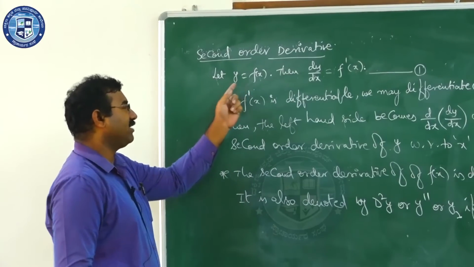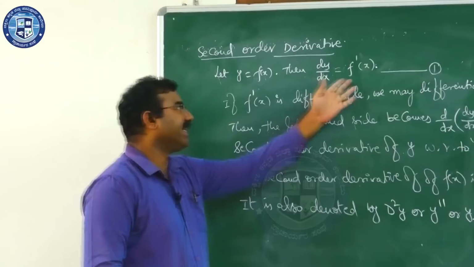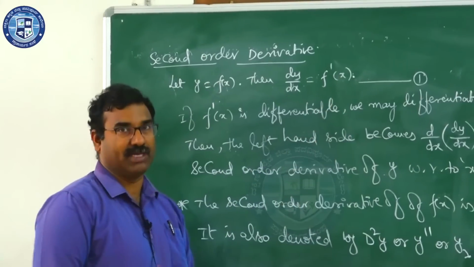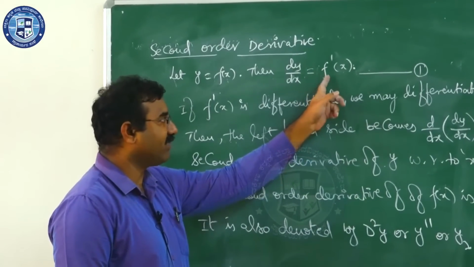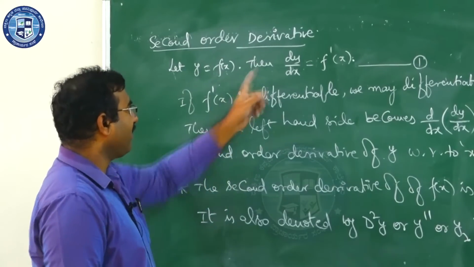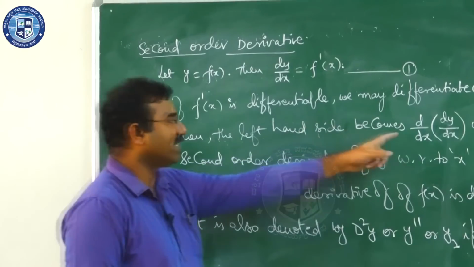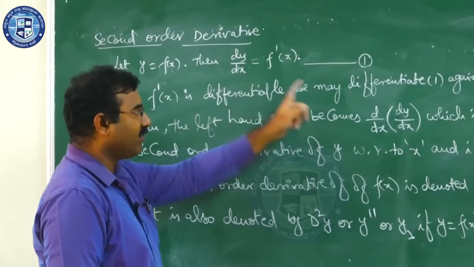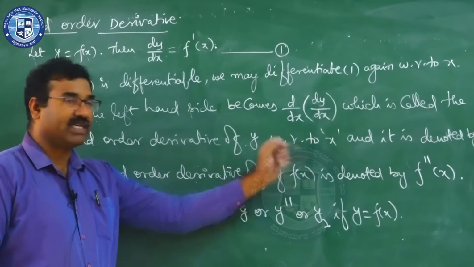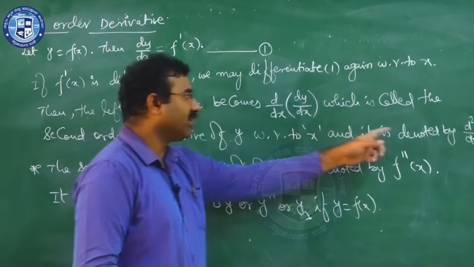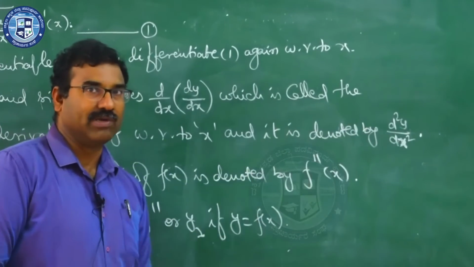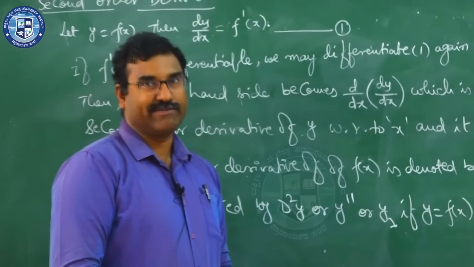If I am having a function like this, y is equal to f(x), then dy by dx is f dash of x, right? If again this f dash of x is differentiable, what we can do, one more time we can differentiate it. So the left hand side we are differentiating with respect to x, d by dx of dy by dx. This is called the second order derivative of y with respect to x. And how do we denote it? We denote it by d square y by dx square. Just one more time we are differentiating, that's it.